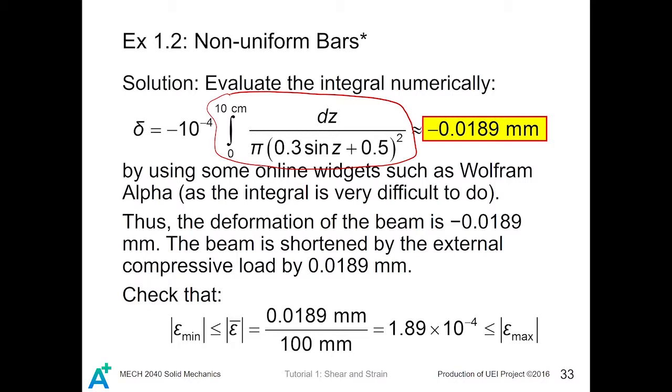So I used Wolfram Alpha to solve it, and eventually the result is minus 0.0189 millimeters. That means the deformation is negative and the bar has become shortened. It is shortened by the external load by 0.0189 millimeters. Finally, check that epsilon, the average strain, is bounded by the minimum and maximum values. That indicates that our answer is reasonable.